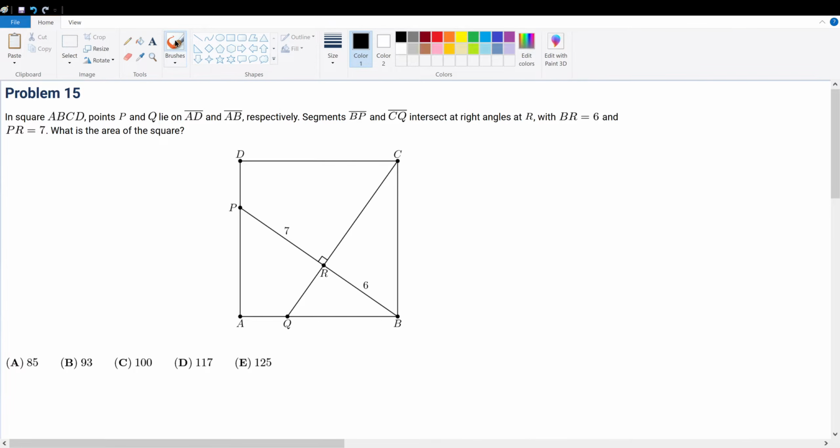AMC 10B 2021 Fall Problem 15. In square ABCD, points P and Q lie on lines AD and AB respectively. BQ and CQ intersect at point R, so that means that BR is 6 and PR is 7. What's the area of the square?